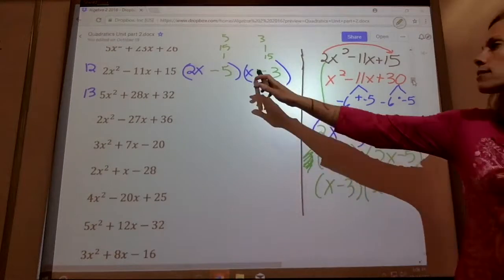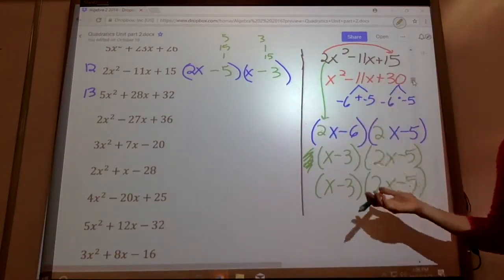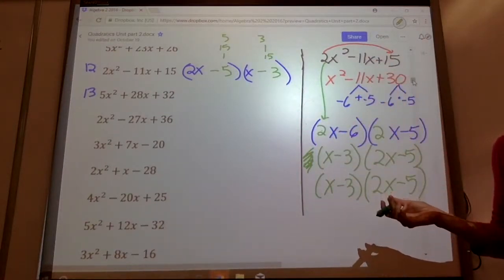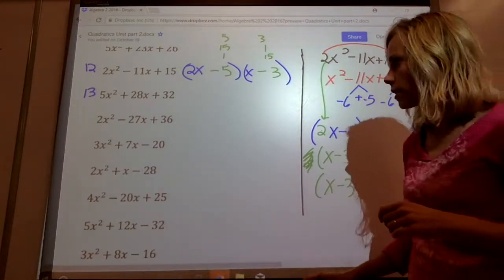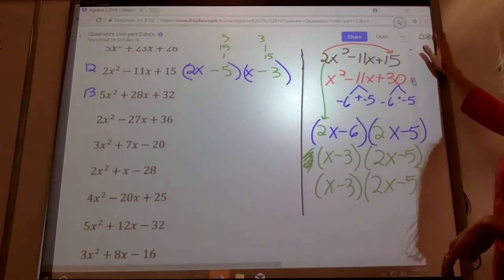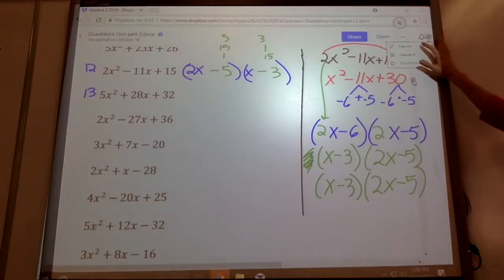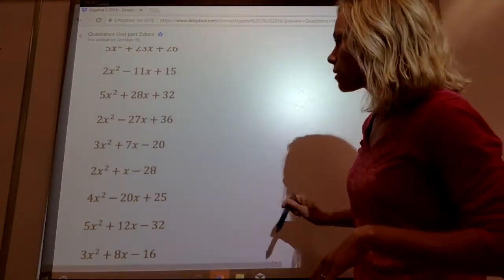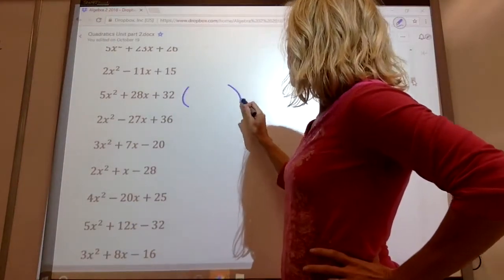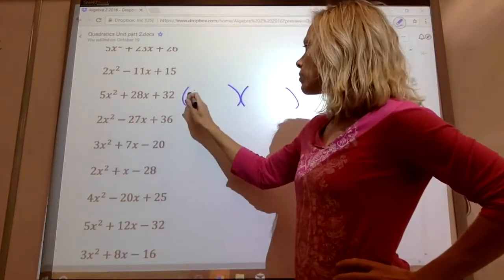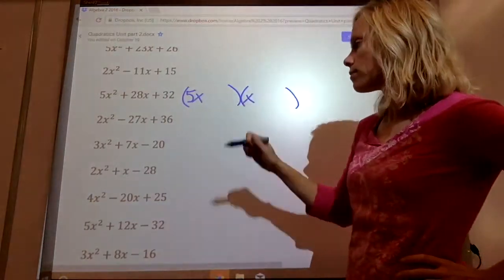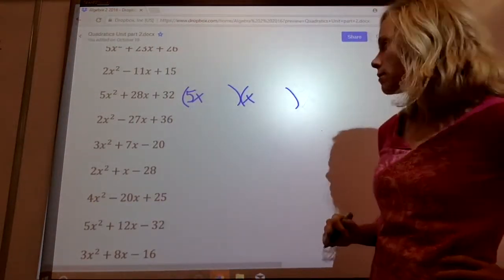So see how it's the same thing, but this approach is going to take you a little bit longer to do. Which one is? The second one. So let's try another one. Okay. So let's look at this one here. So I know 5x squared can only be 5 and 1. So 5x and x.